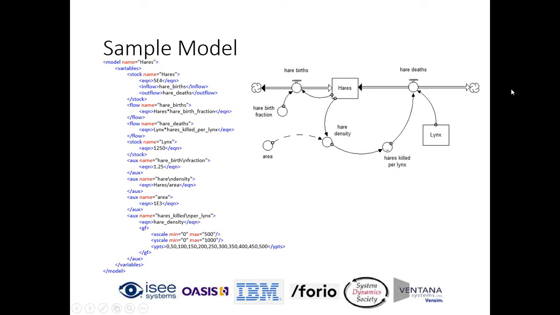We have a model, it has a name, it has a variable section that talks about the equations for this, and we have the stock named hares. This is the equation, it's a constant. It has an inflow right here, it has an outflow right there. And then the flow has an equation, that's the births. The flow here has an equation, that's the deaths. Down here we have an auxiliary, which is just used for calculation, and this is hare birth fraction. The \n is a new line, and that's the value.